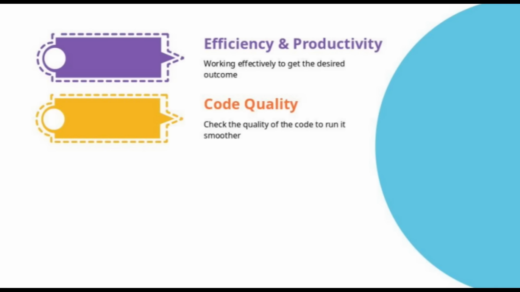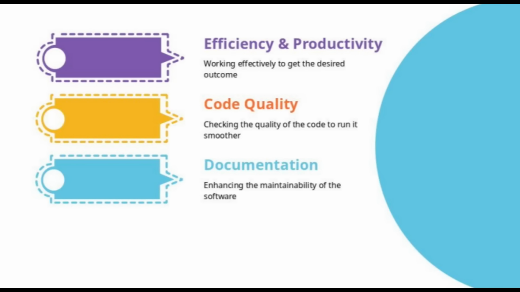The second one is code quality. It's essential to check the quality of the code to run it smoothly. These tools provide code analysis and review capabilities. They help to identify and rectify potential issues early in development. The third one is documentation. Development tools often come with features that assist in generating documentation for the codebase. If the documentation is proper, then it enhances the maintainability of the software.